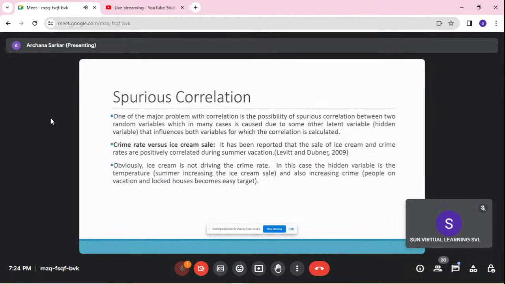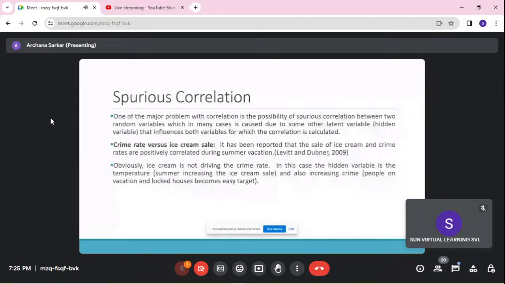Yes. In correlation, there is one more thing, spurious correlation. Now, what is this spurious correlation? One of the major problems with correlation is the possibility of spurious correlation between two random variables, which in many cases is caused by some other latent variable. Latent variable means a hidden variable that influences both variables for which the correlation is calculated.